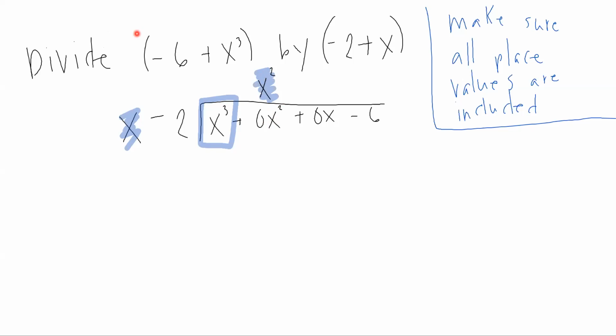Now let's perform the multiplication. X squared times x gives me x cubed. X squared times -2 gives me -2x squared. Then I'm going to parenthesize, subtract, and that changes all of your signs inside the second polynomial, and now you have an addition problem. 0x plus 2x squared gives me 2x squared. And then this should always cancel. Now I'm going to bring this down.